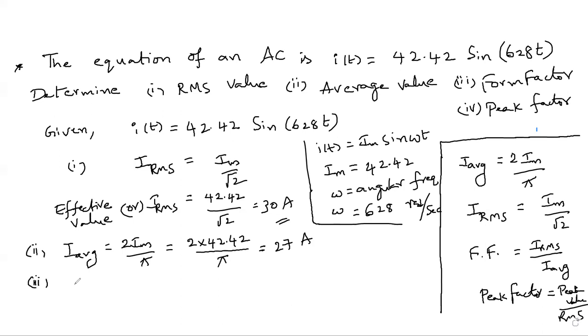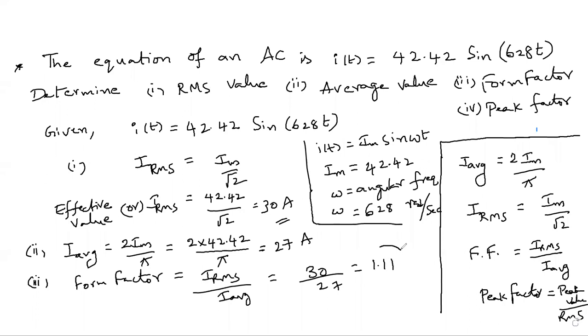So the third one they are asking is form factor. Your RMS value of current by average value. What is your RMS value? 30 divided by 27. 1.1. Very good. 1.11. So is that satisfied? While I was explaining the derivation, I mentioned that the form factor of a sine wave, irrespective of the given numericals, should always be 1.11.